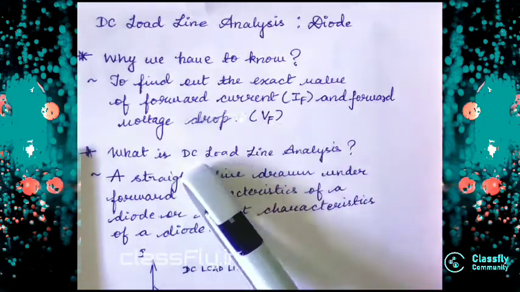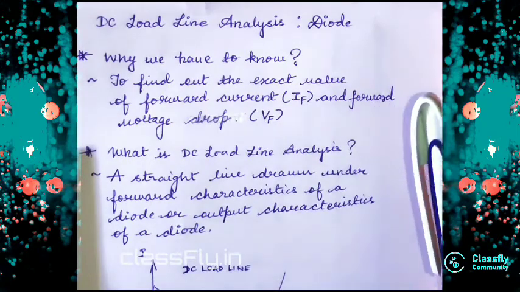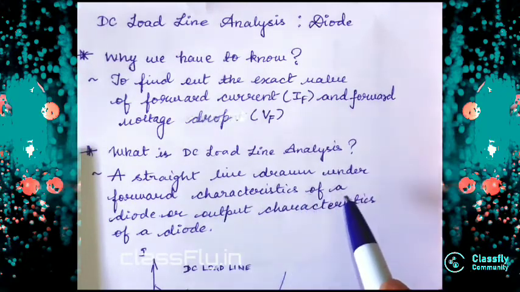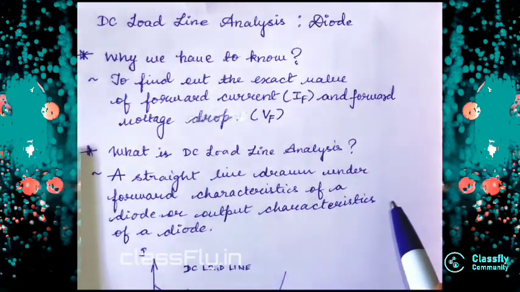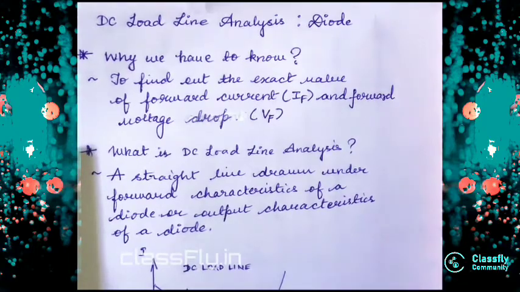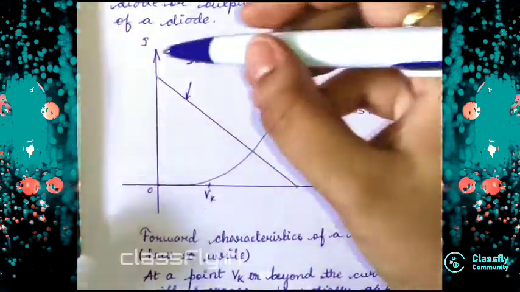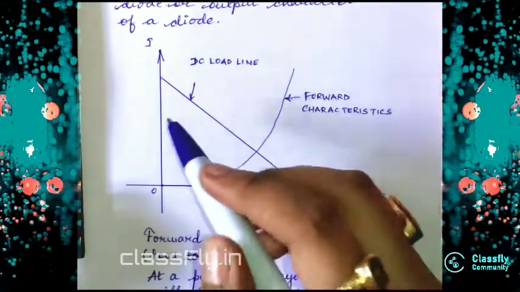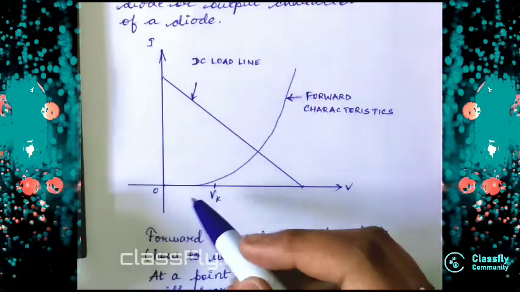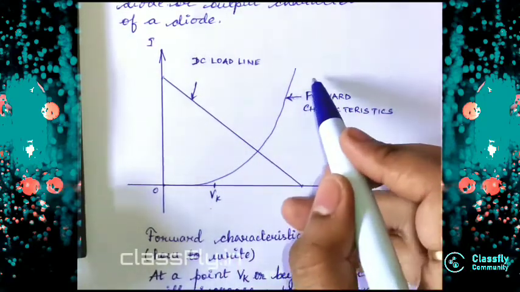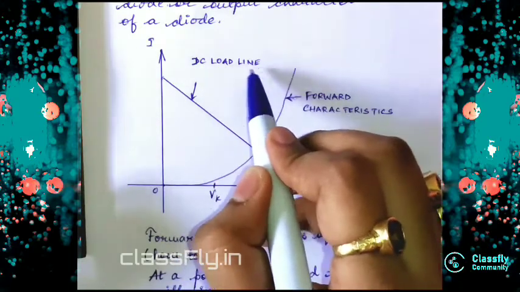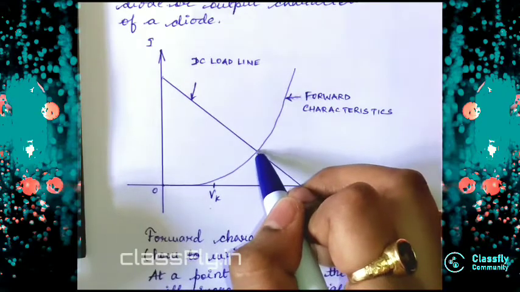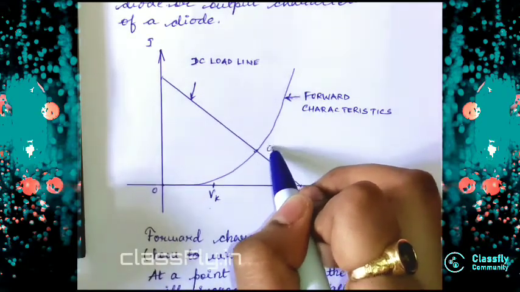What is basically load line analysis? A straight line drawn under the forward characteristic of a diode, or the output characteristics of a diode. Let me explain it. This is the straight line and this is the forward characteristic. Whenever this straight line cuts the forward characteristic, this line is stated as the DC load line, and this point is known as Q.